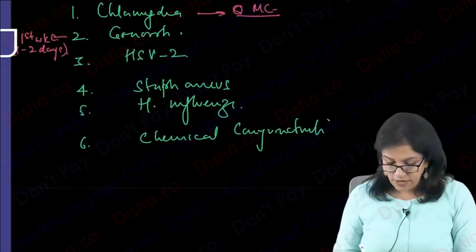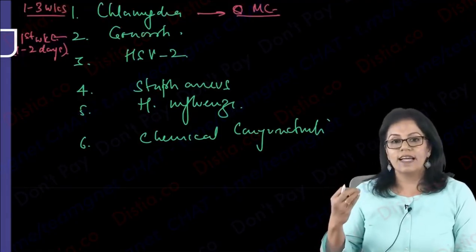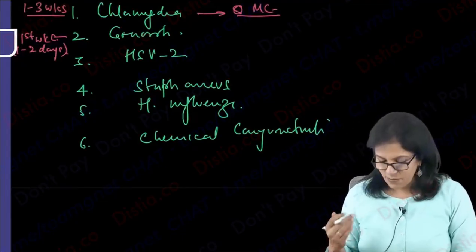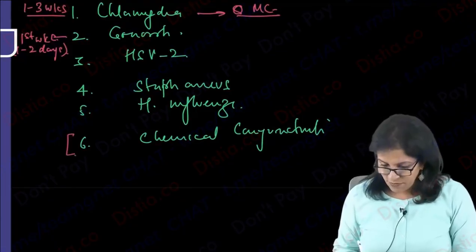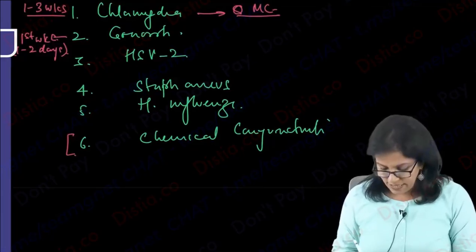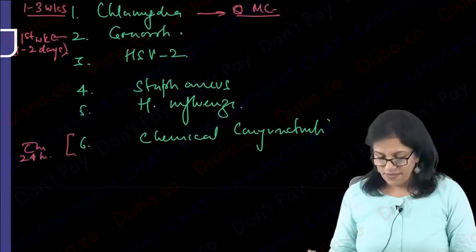But chlamydia will take 1 to 3 weeks to manifest. Common sense, if you put any chemical in the eye and there's a chemical conjunctivitis, which chemical? I'll just come to that. It has to be within 24 hours. Within the same day, there will be some reaction, right? So within 24 hours or in a day or two, very quickly, I mean to say.